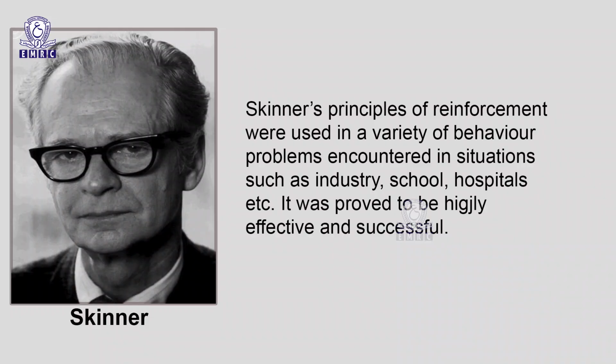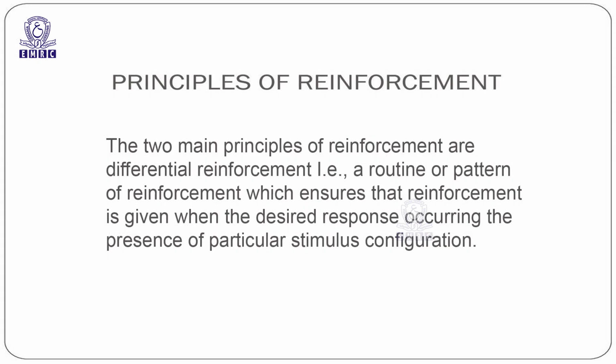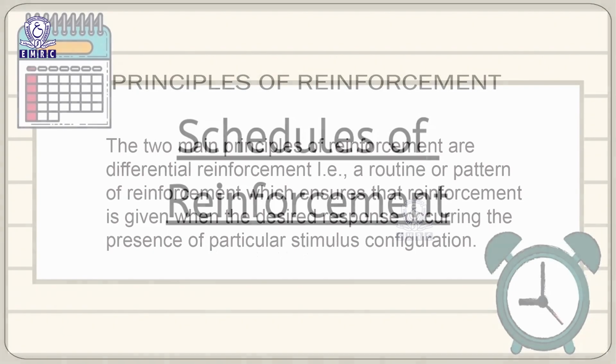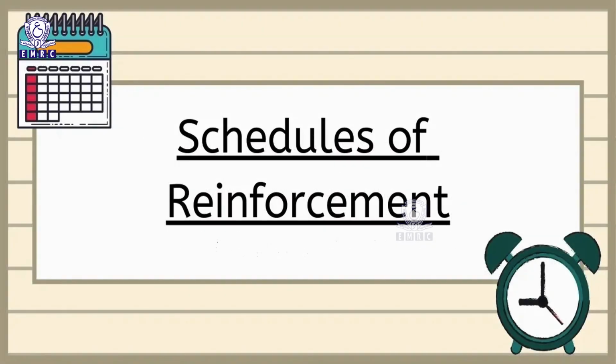Thus, a primary reinforcer is one which directly reduces a primary drive, whereas a secondary reinforcer gets its value by association with a primary reinforcer. Skinner's principles of reinforcement were used in a variety of behavioral problems encountered in situations such as industry, school, hospitals, etc. And it was proved to be highly effective and successful. The two main principles of reinforcement are differential reinforcement, that is a routine or pattern of reinforcement which ensures that reinforcement is given when the desired response occurs in the presence of a particular stimulus configuration, and a schedule of reinforcement, that is a routine or pattern followed in reinforcing the desired response only on certain occasions.